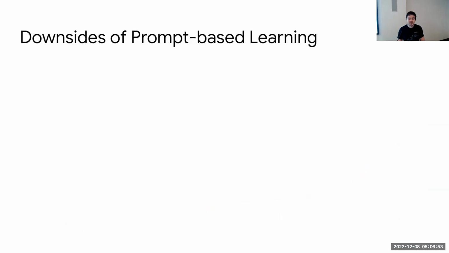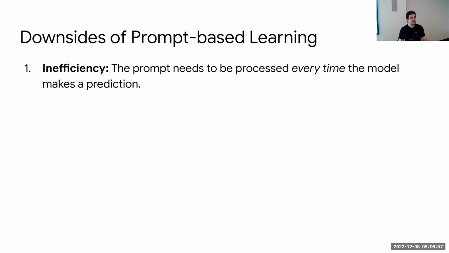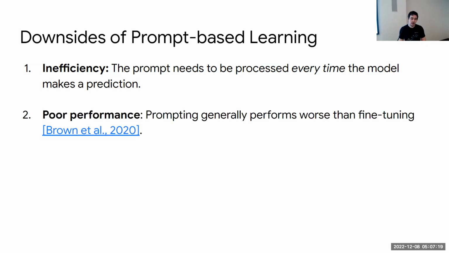However, this prompt-based learning doesn't come without its downsides. In practice, in order to perform prediction, the model needs to see the prompt that you've written for every example. And as we know, standard transformers scale quadratically with the input size. So the longer the prompt is and the more in-context examples you include, the more expensive it is to process for every example.